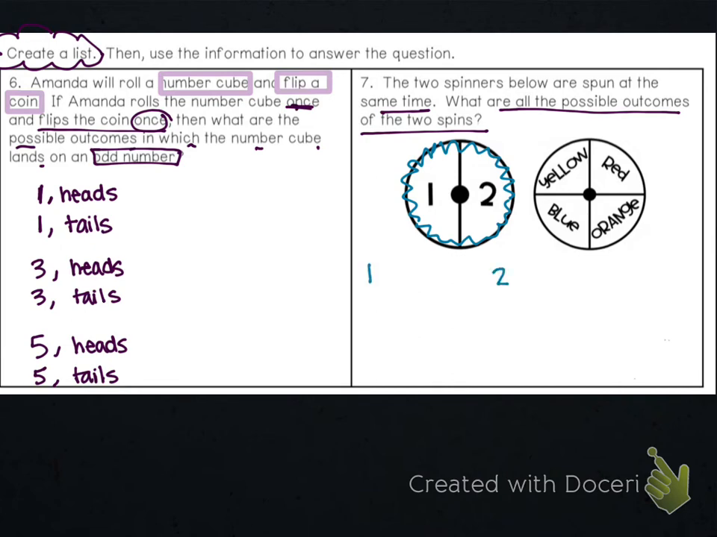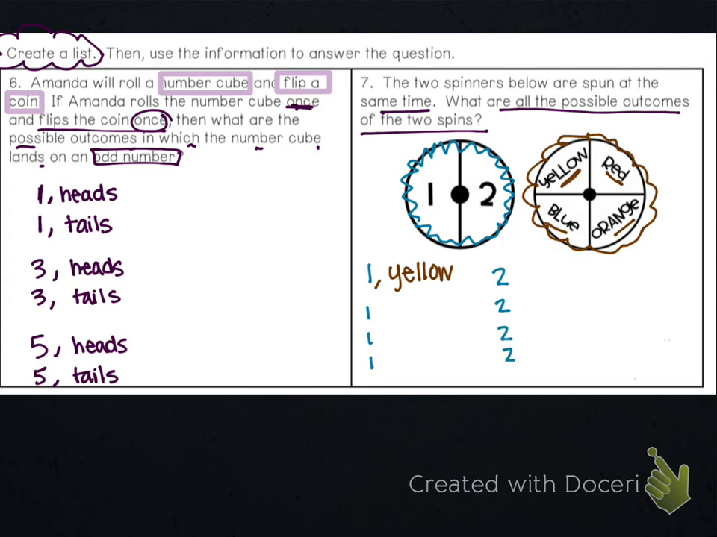So after I do this spinner, then I come over here and I'm going to land on a color, right? So if I landed on a 1, I could land on yellow, or I could have landed on red or orange or blue. So how many times do I have to write the number 1 down? I have 4 possible colors, so I need to write it 4 times, along with the number 2.